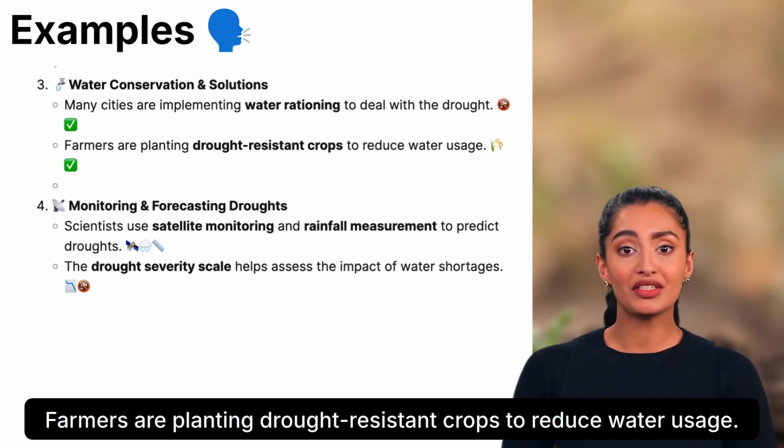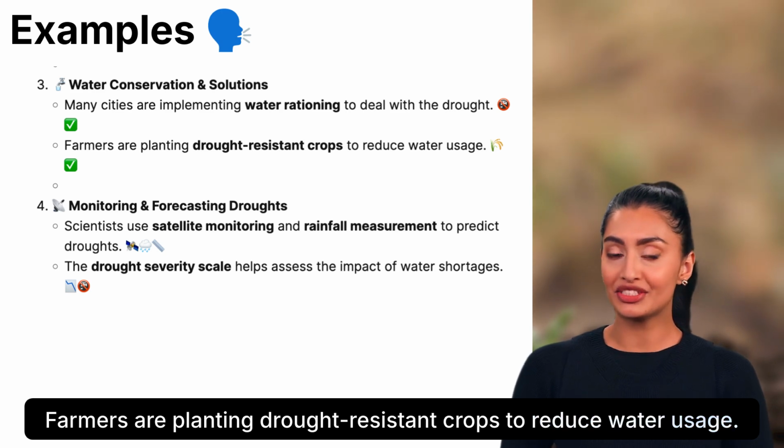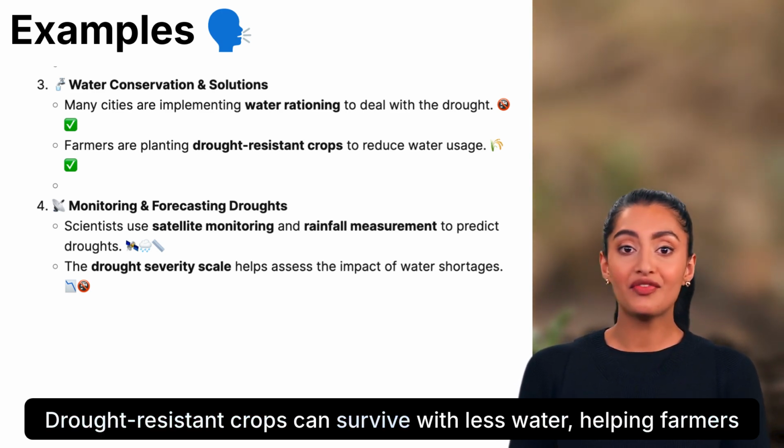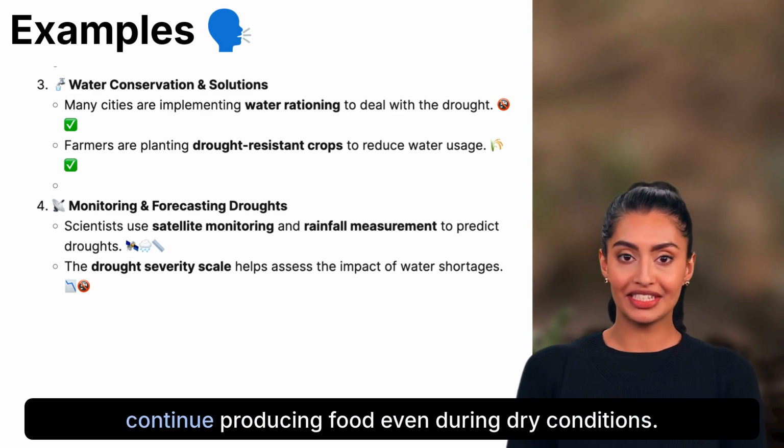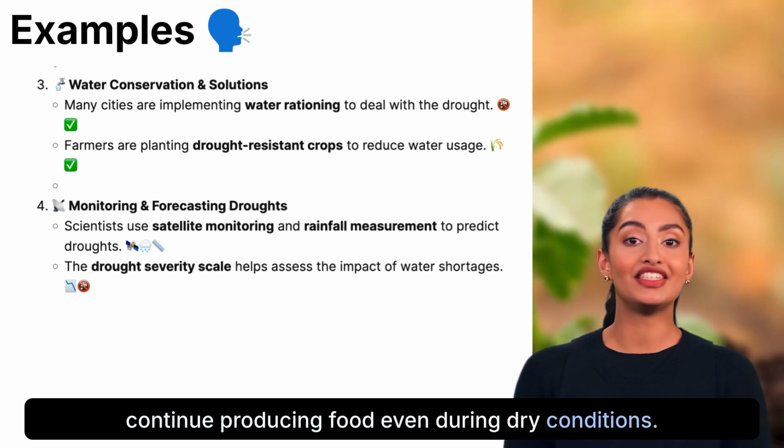Farmers are planting drought-resistant crops to reduce water usage. Drought-resistant crops can survive with less water, helping farmers continue producing food even during dry conditions.